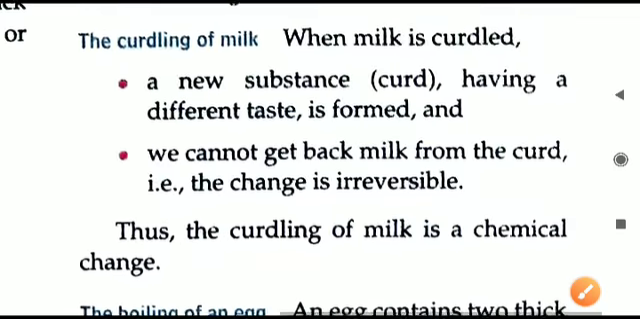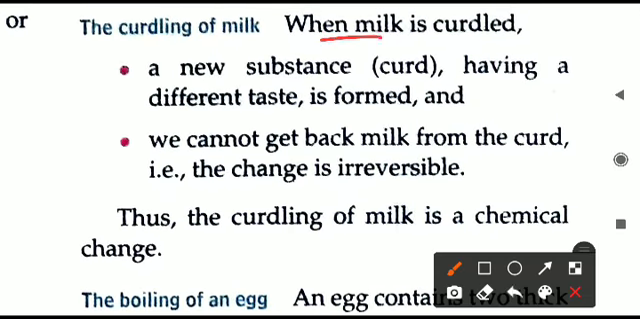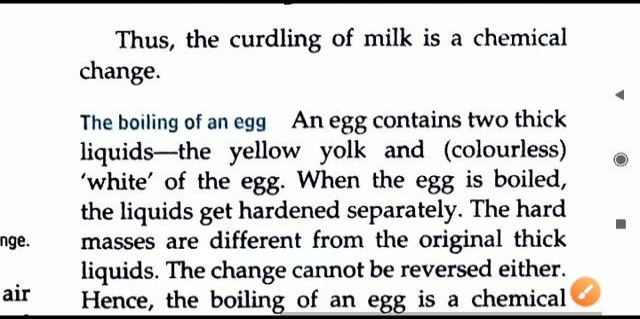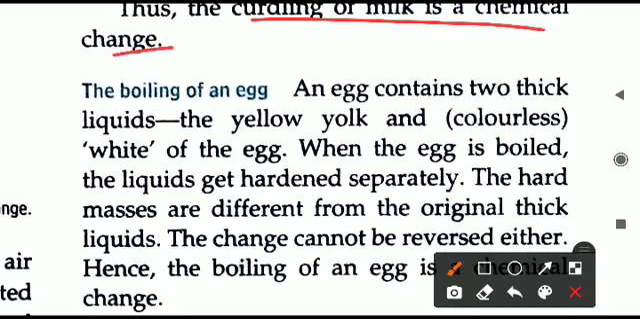Next similar process is curdling of milk. Whenever milk is converted into curd, there also a new substance, that is curd, is obtained. Second thing, we cannot produce milk from the curd. Once the milk is converted into curd, it will not be reversed again. Again the two conditions are fulfilled, so we can say curdling of milk is what? It is a chemical change.